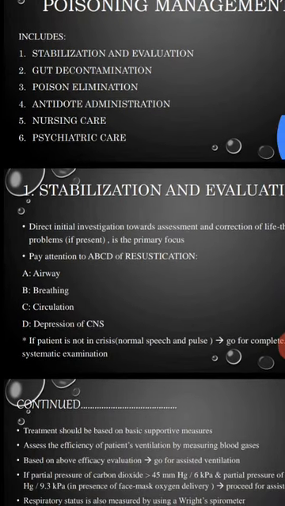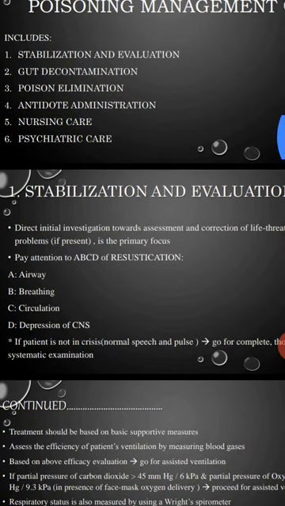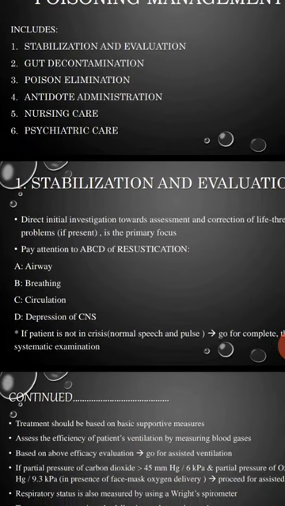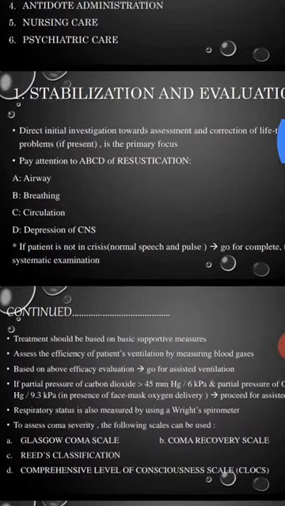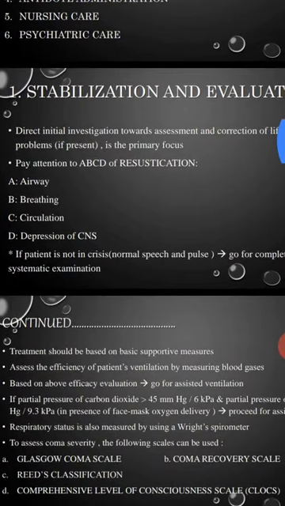So first, what you have to do is stabilization. Direct initial investigation towards assessment and correction of the life threatening problem, if present, is the prime focus. The major focus in any poison condition is to keep the patient alive. How do you keep the patient alive? By maintenance of the essential things. The main ones are circulation and respiration.